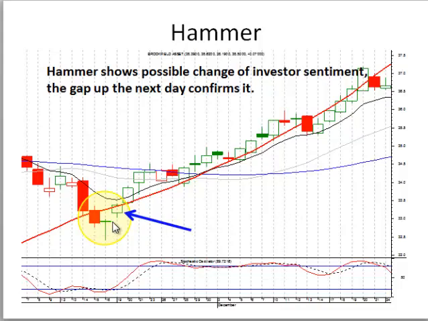The hammer, especially a hammer doji, shows you there's a change of investor sentiment potential. The gap up the next day confirms it. Do you always get a strong uptrend like this after that type of reversal? Not always, but the percentage of that type of trend is so strong, you don't want to disregard it. That's exactly what this type of signal is telling us, is that there's a strong demand to get back into this position, which usually results in a very strong uptrend.